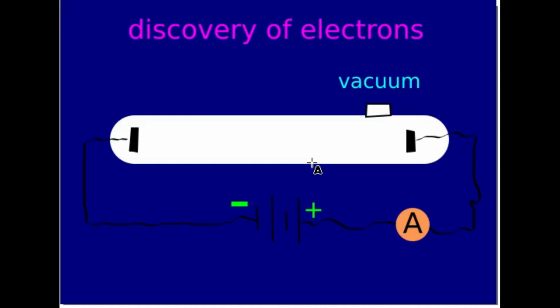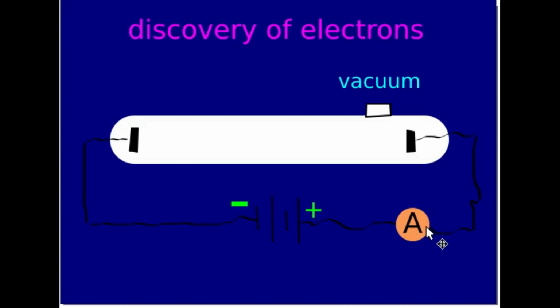This is the discharge tube. It is a glass tube fitted with two electrodes at two ends. The gas from the tube can be removed using a vacuum pump connected here, and the electrode connected to the negative terminal of the battery is the cathode, and the electrode connected to the positive terminal of the battery is the anode. An ammeter is connected here.